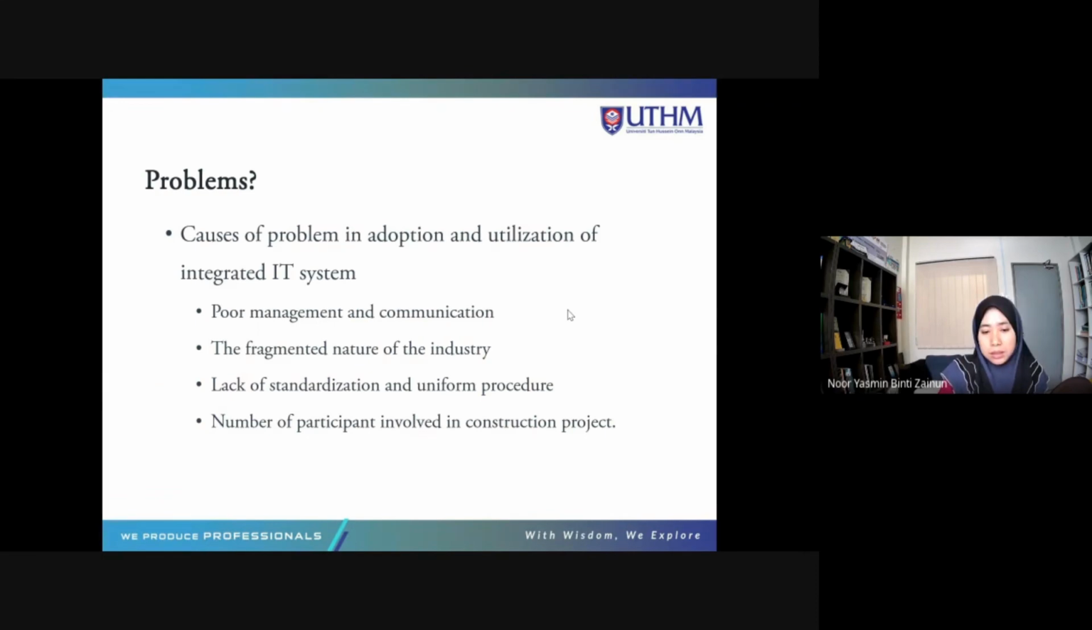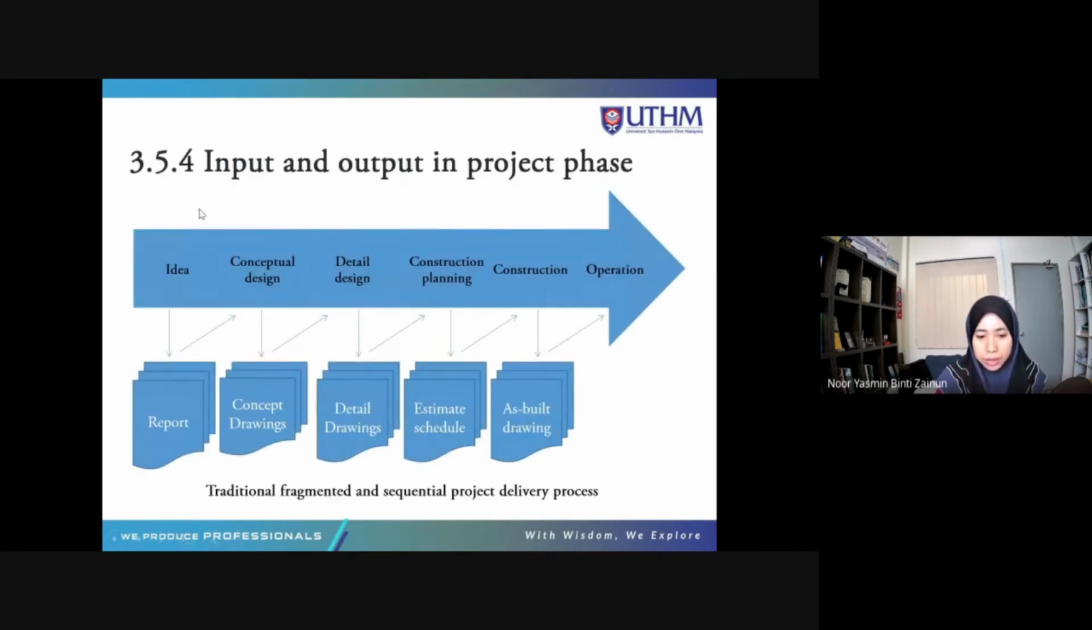So what is the problem? The causes of problem in the adoption and utilization of integrated IT system are poor management and communication. Okay, because previously, look here. When you have the ideas, you have the report. And then this report goes to conceptual design. And then when they do their conceptual design, they will go to detailed design. And then detailed design goes to construction planning and then construction and operation, which involve so much documentation and communication that needs to be done properly so that they will understand all this.